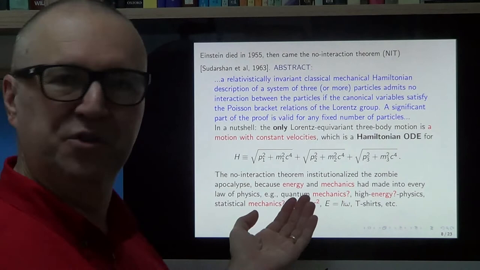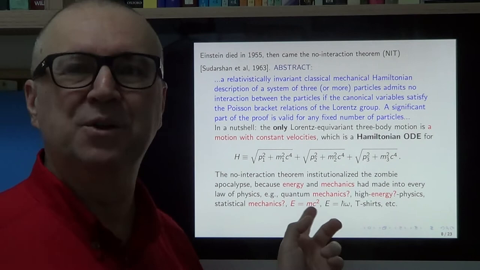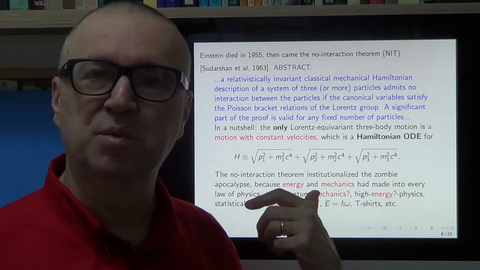E equals mc squared. This is just a transformation from this one when you put this, forget about these two. And E equals h omega. Are you talking about this energy? Because this is the only one that is sensible for the theory of relativity. And a bunch of t-shirts and etc.